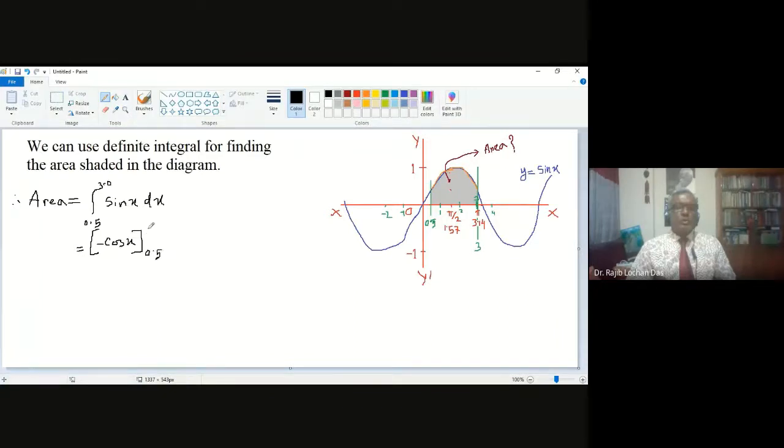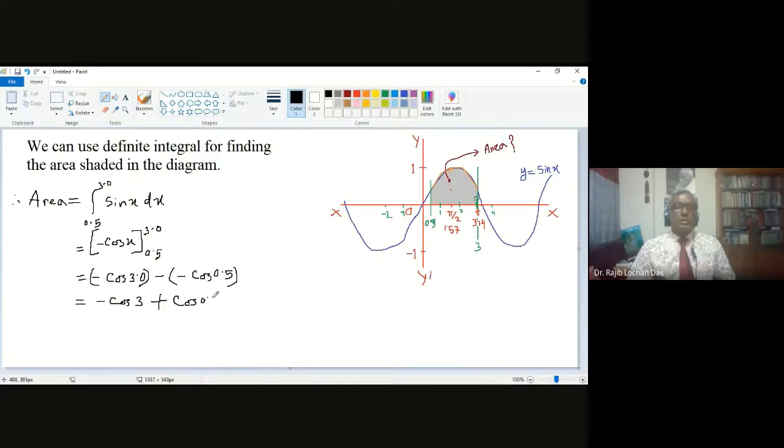You will put in the upper boundary value and the lower boundary value, and of course everything will be in radians. So this is minus cos 3, and then another minus will come from the formula, minus cos 0.5. All in radians. So it becomes minus cos 3 radian plus cos 0.5 radian.